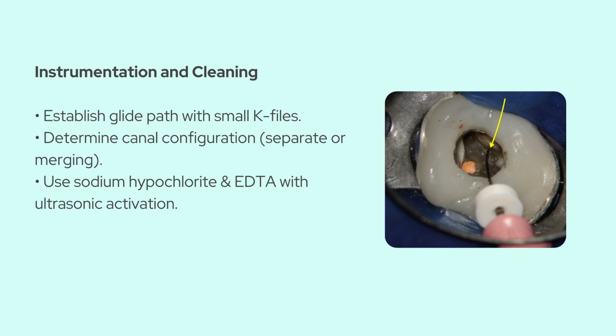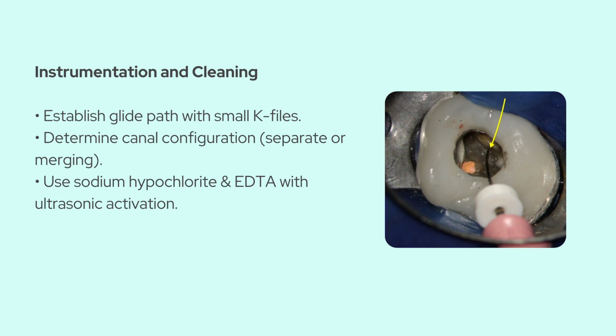Once you locate MB2, gently probe it with a small K file, usually a size 06, 08, or 10, and confirm patency. At this stage, you want to establish a glide path before you proceed with instrumentation. It's also important to confirm whether MB2 is independent or merges with MB1, and you can do that with a working length radiograph or CBCT imaging.